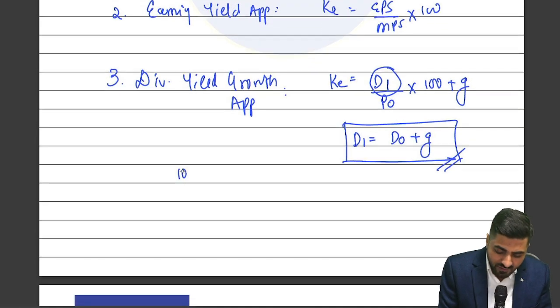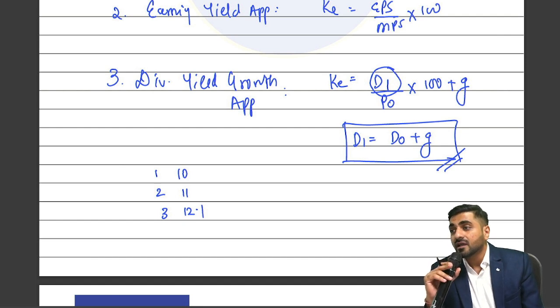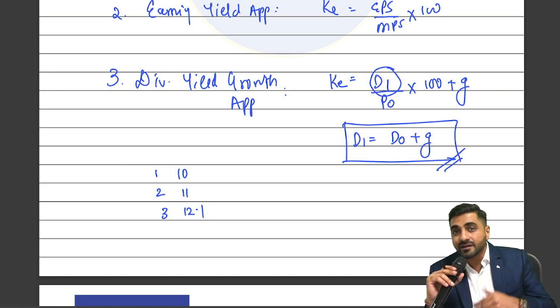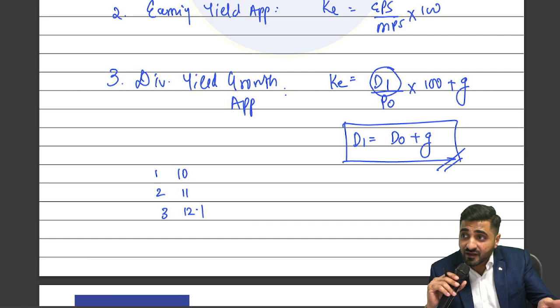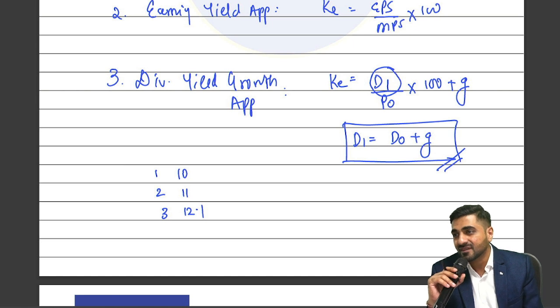Suppose the dividends for the last 3 years are 10, 11, 12.1. Are the dividends growing? At what percentage rate are they growing? 10%. Here, Rahul, next year, if I want dividends, will I be satisfied at 12.1?